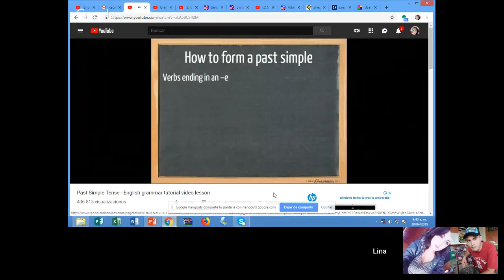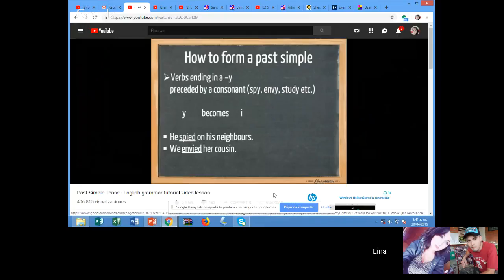Attention to verbs that end in an e, such as live, close, and wipe. With these verbs, we use the infinitive form of the verb, but we only add a d. For example, I lived here in 2012. He closed the window. They wiped the floor. We also need to pay extra attention to verbs that end in y, especially those preceded by a consonant, such as spy, envy, and study, the consonants being a p, a v, and a d. Here, the y changes into an I. For example, he spied on his neighbors. He envied her cousin. They studied a lot.